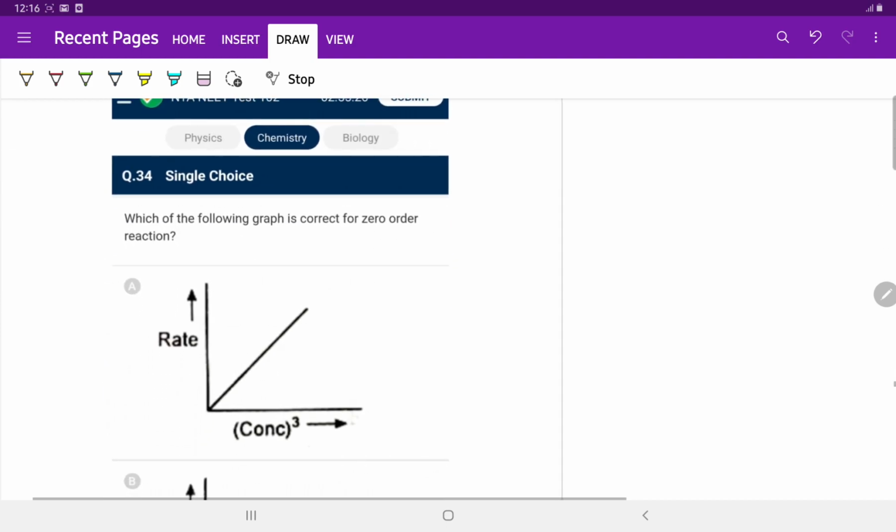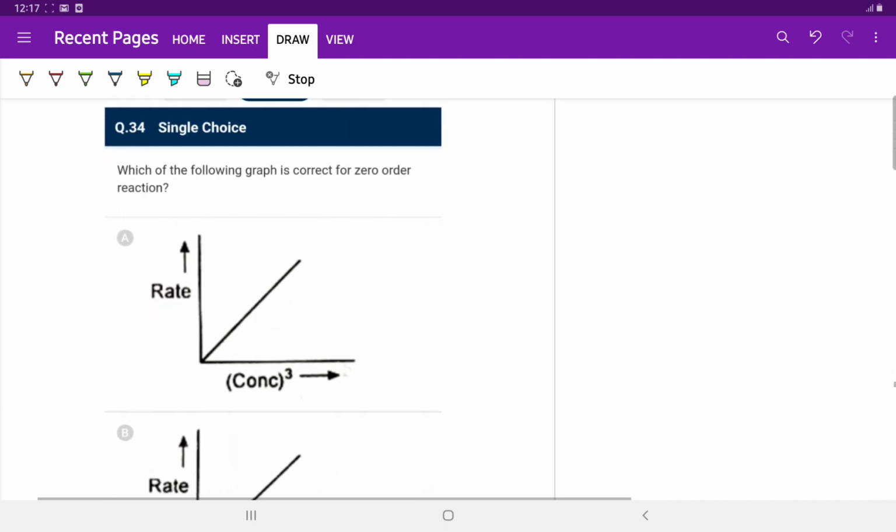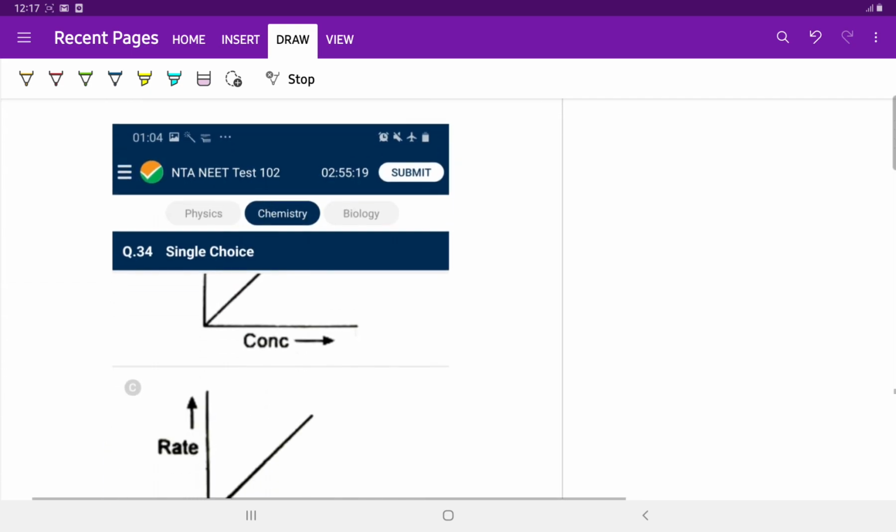Question number 34. Which of the following graph is correct for zero order reaction? For a zero order reaction, the rate of reaction is independent of the concentration.